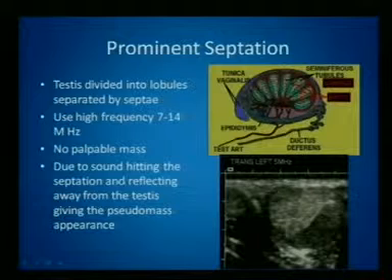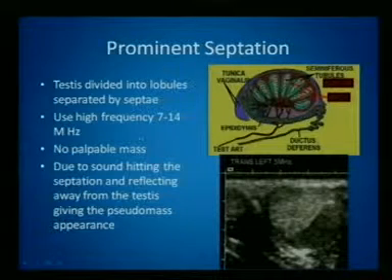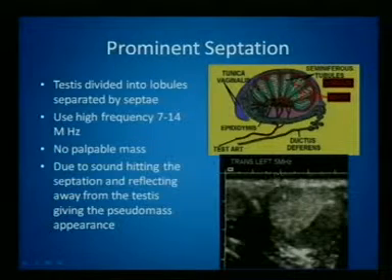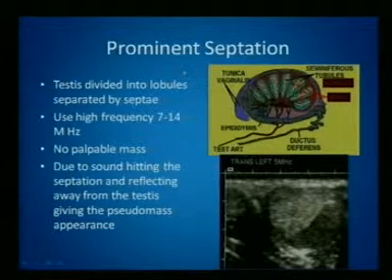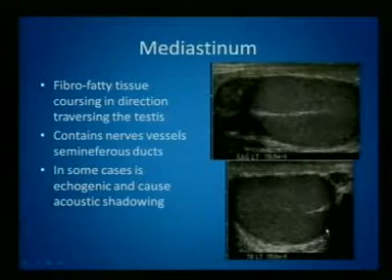This is due to sound hitting the septation and reflecting away from the testis, giving a pseudo mass. If we change the probe from 5 to 7 or 8 or 10, and change the examination from anterior to posterior, we don't see this mass. So prominent septation sometimes gives you a false impression that you have a pseudo mass in the testis.